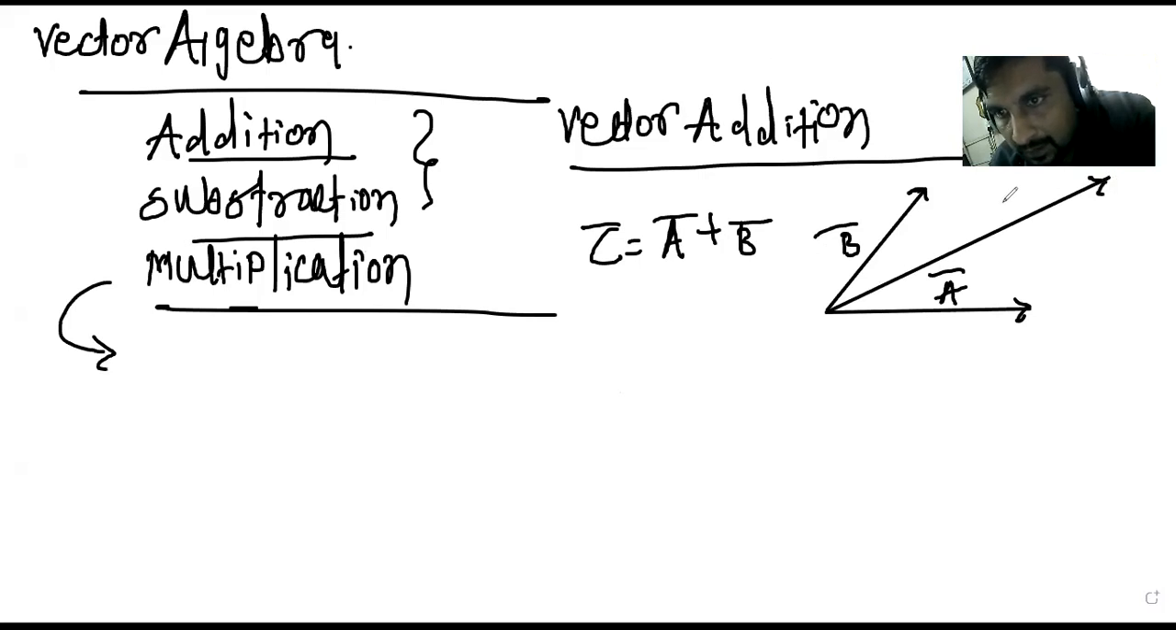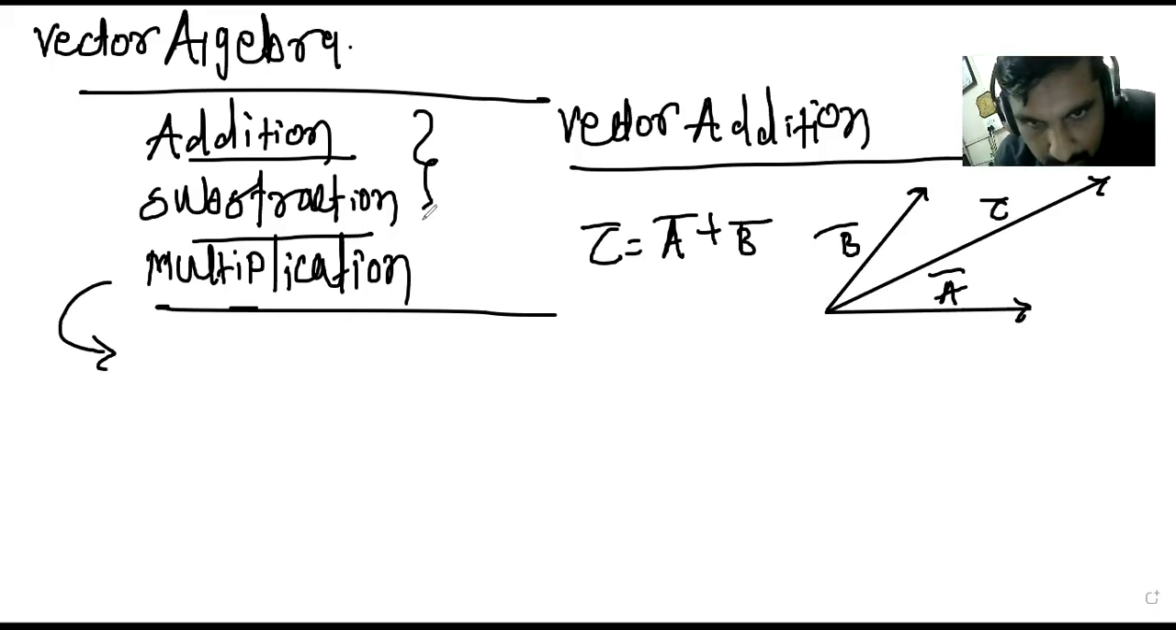How have I identified this? Just by having knowledge of the law of parallelogram. I just completed this geometry and I get C as the resultant. But in practice, how do you do that? How can you do that?